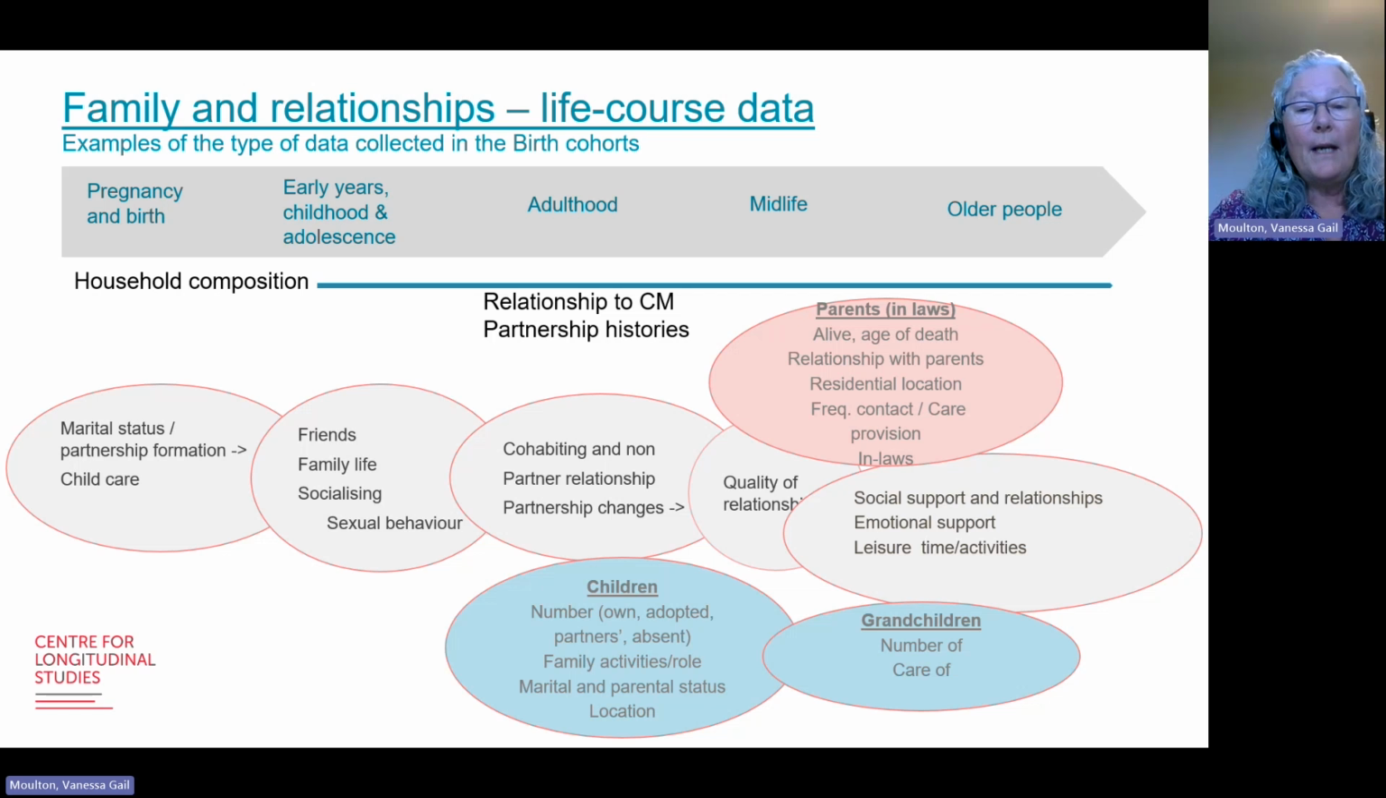At each sweep, we collect household composition, so we know who the cohort member is living with, and often their relationship to the cohort member. We also know their partnership histories. We collect parents' marital status, partnership formations, information on childcare. As they grow up, information on their family life, friends and socializing. And in adulthood, the cohort members' partners' relationships and changes, quality of their relationships, and in later years, social and emotional support. And there's also key information on their children, number, and later grandchildren.